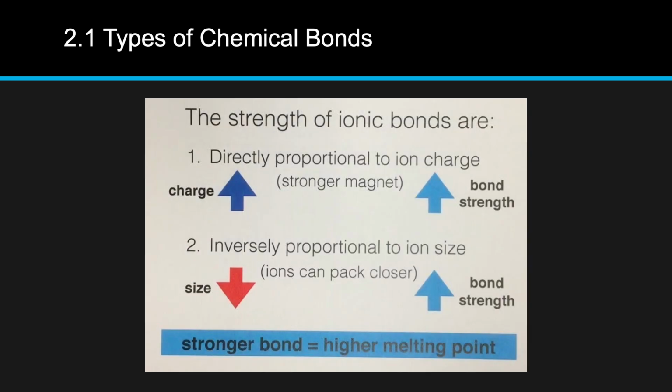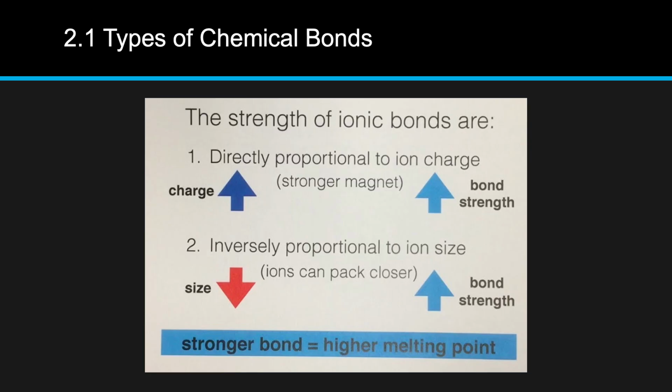Last unit, you were introduced to Coulomb's law, and remember, when we compare ionic bond strength, there are 2 key factors that I want you to look at. The first one is charge. Bond strength is directly proportional to the charge of the ions. The higher charges mean stronger attractions, kind of like a magnet. Secondly, you're going to be looking at ionic radius or size. Bond strength is inversely proportional to the size of the ions. So smaller ions can get closer together, so the attractions are stronger.